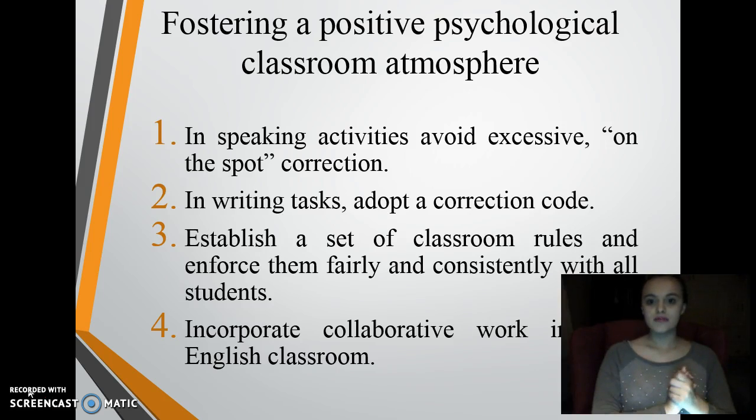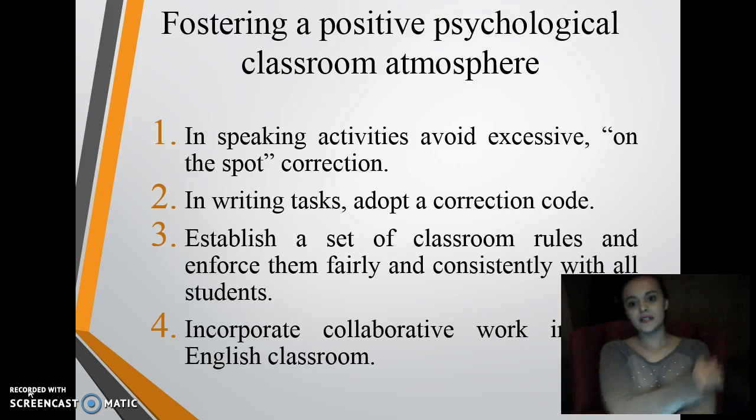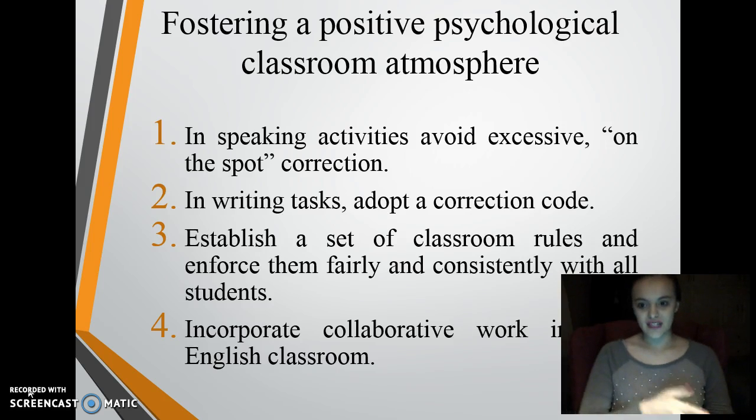Fostering a positive psychological classroom atmosphere. In speaking activities, avoid excessive on-the-spot correction. Students might get embarrassed when you correct them in front of the class. That's why it is important to sometimes, depending on the activity or the mistake or the error they make, talk to them at the end of the class. In writing tasks, adopt a correction code.